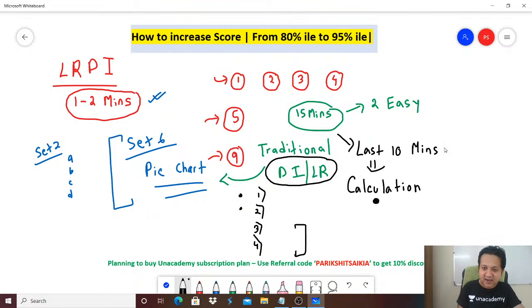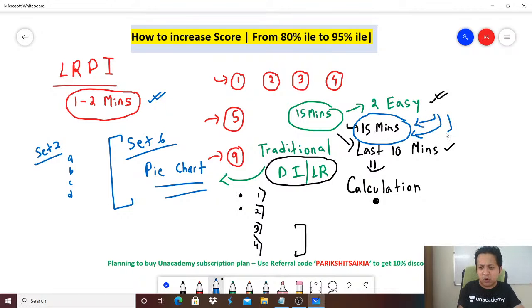So hence, the first 10-15 minutes are for the easy sets. The last 10 minutes are for calculation. And the remaining 15 minutes is where you do the hit and trial. When I say hit and trial, basically sets which you have never seen before, sets which you want to give a try, and without actually trying, you don't know whether you will be able to solve them or not. So your first 15 minutes and the last 10 minutes are done and dusted. That is fixed. Only these 15 minutes you get to play.